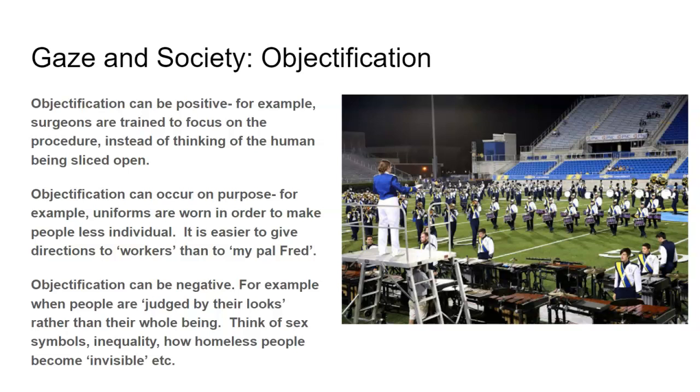Uniforms are a good example of objectification because it makes people less individual. And when you are uniformed, a leader finds it easier to give directions because she's giving them to a member of a unit instead of one direct person. And that's illustrated by the photograph in band. Some of you might have been in band at one point in your life. You probably have watched the band at games and whatnot.